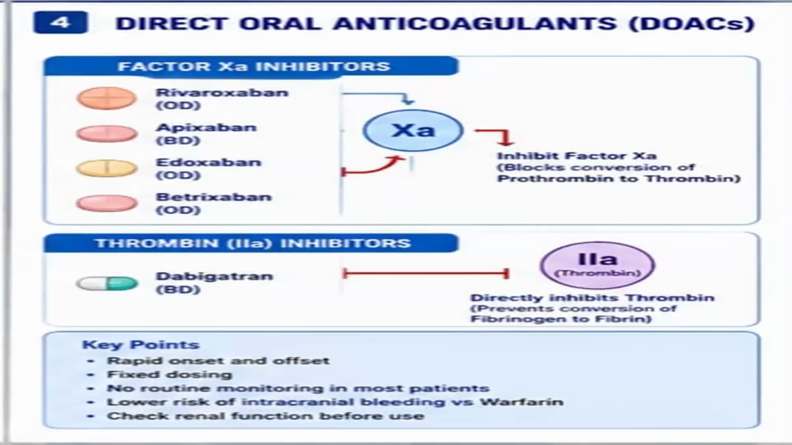Direct oral anticoagulants. These include apixaban, rivaroxaban, dabigatran, and edoxaban. Their advantages are fixed dosing, rapid onset, no routine INR monitoring, and fewer food interactions than warfarin. Always assess kidney function, liver function, bleeding risk, and drug interactions. These are generally not used for mechanical heart valves. Warfarin remains the standard anticoagulant in those patients.